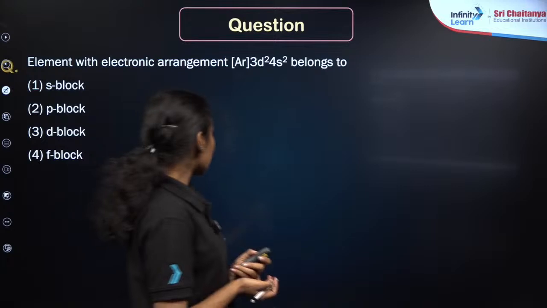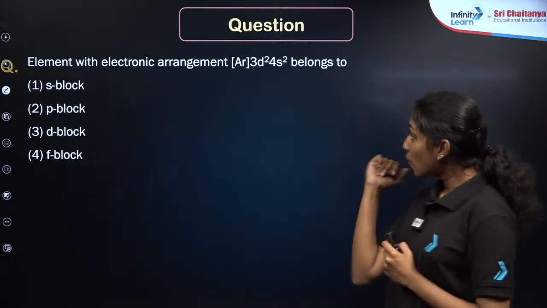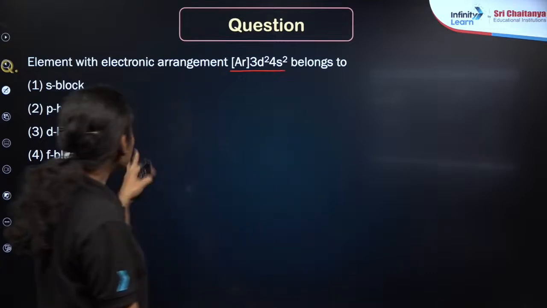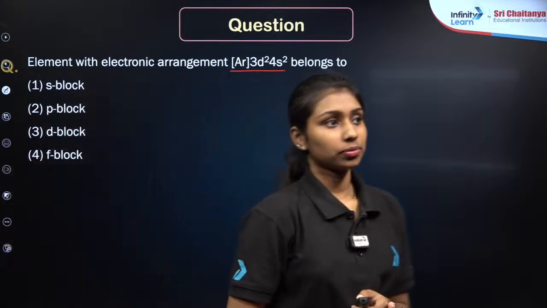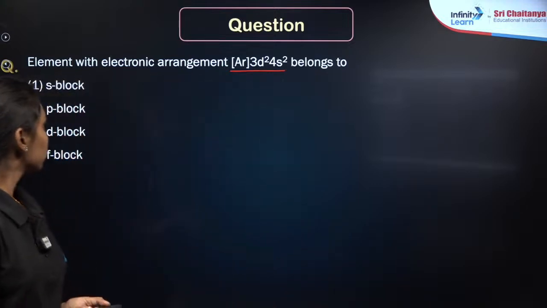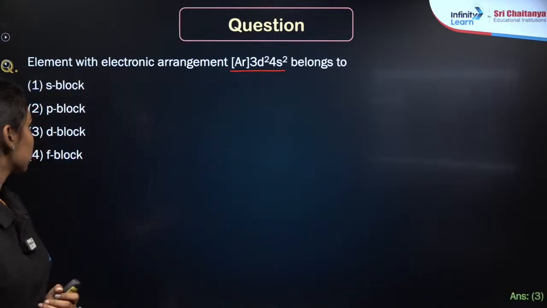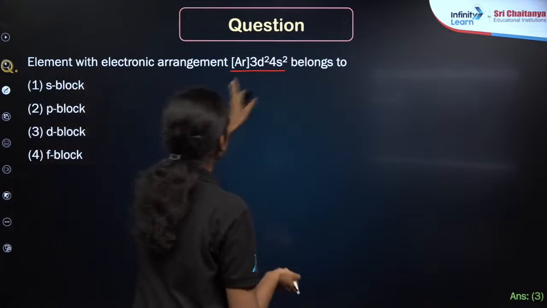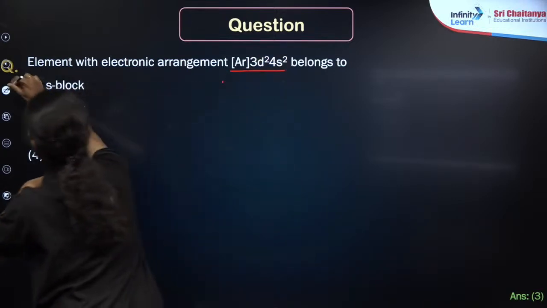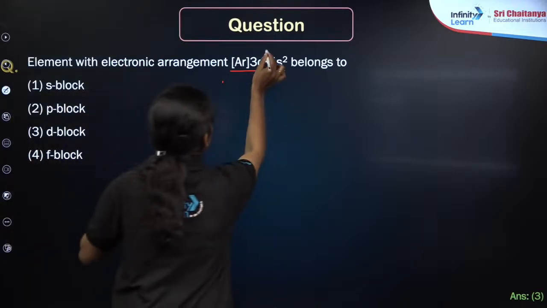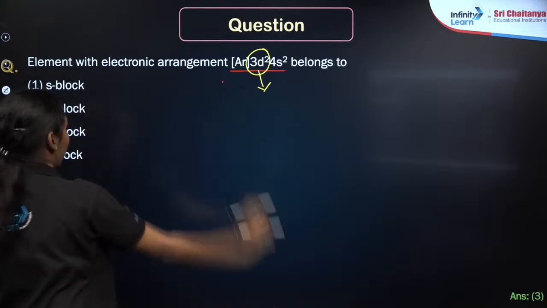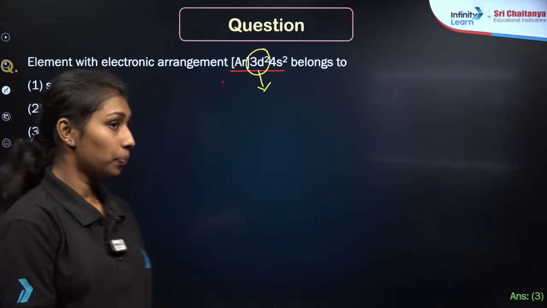Now, here is the next question. The element with electronic arrangement [Ar] 3d2 4s2 belongs to which block? As you can see here, the last electron enters into the d subshell. Therefore, this element is known as a D block element. Option 3 will be the correct answer here.